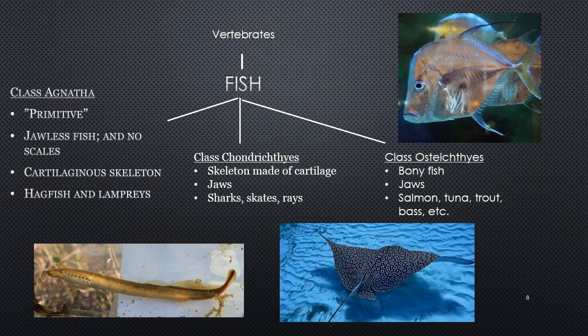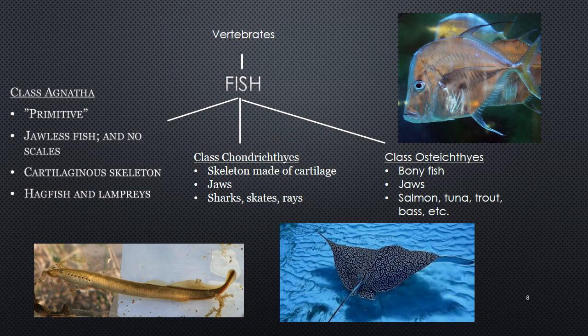So let's take a look at the different types of fish that we have. Obviously, we are looking at vertebrates now, and when we look at our fish, we divide them into 3 different groups. The first is what we call Agnatha. Those are our primitive fish. So if we were looking at macroevolution, these would have come along first. So they're the more simple of the fish. And they are jawless, and they also do not have scales. They have a cartilaginous skeleton, so no bone. And the 2 primary fish that are in this category are what we call the hagfish and lampreys. So they're going to make up class Agnatha.